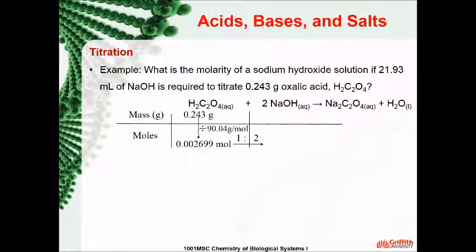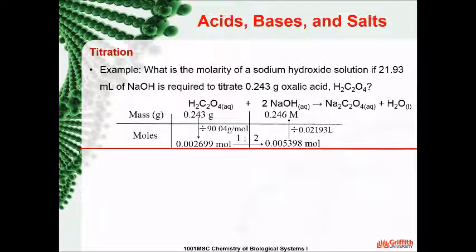0.002699. The ratio is 1:2, so the number of moles of base is twice as much as the acid, giving 0.005398 moles of base. We need to calculate molarity, so we divide by the volume in litres. The molarity is 0.246 moles per litre.